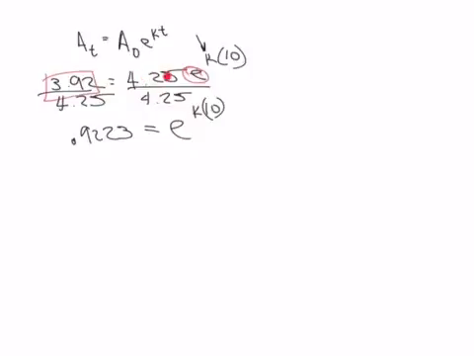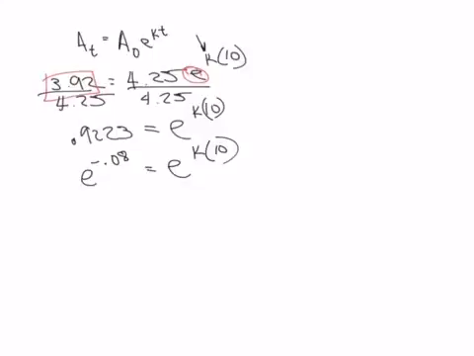See, here we had this 4.25. Can't really do anything until that disappears. So we divide it by both sides. Now we're going to take the logarithm of 0.9223, and that's going to give me my exponent to put on E, which in this case will be negative 0.08.